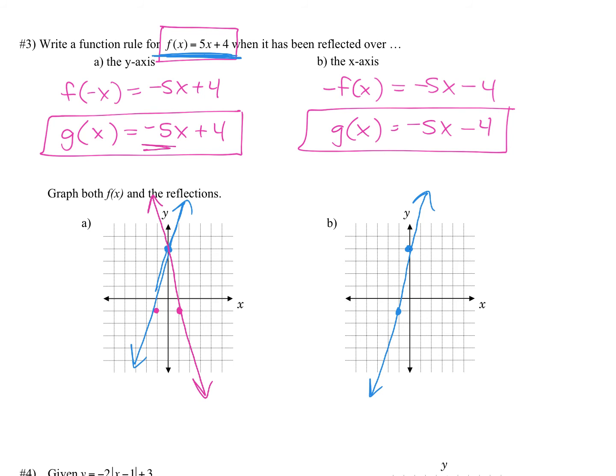Okay. But now we have a -4 for our intercept. 1, 2, 3, 4. And a -5 slope. Now again, if we go down 5 to the right 1, that's fine. It's the same as going up 5 to the left 1. And that will give us this line.